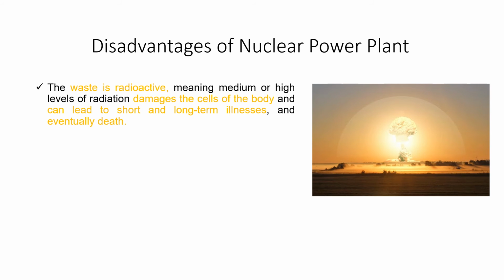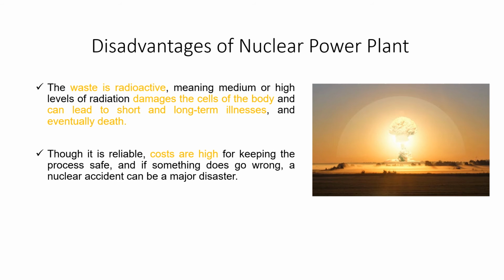The waste of a nuclear power plant is radioactive, meaning medium or high levels of radiation damage the cells of the body, and it can lead to short and long-term illnesses and eventually death. Although there is little waste, it is extremely dangerous and must be sealed and buried for thousands of years for the radioactivity to die away. Though it is reliable, costs are high for keeping the process safe, and if something does go wrong, a nuclear accident can be a major disaster.